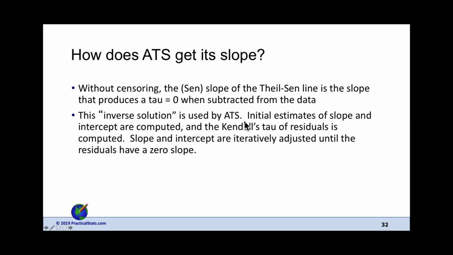So you can use that to iteratively solve for the slope and the intercept by computing the Kendall's tau of the residuals, and then the slope and intercept that are best are the ones that produce a 0 Kendall's tau versus X. And so that's what's done internally.